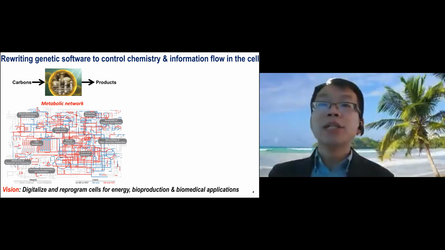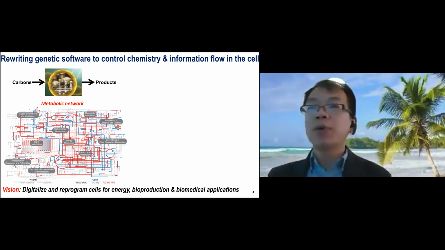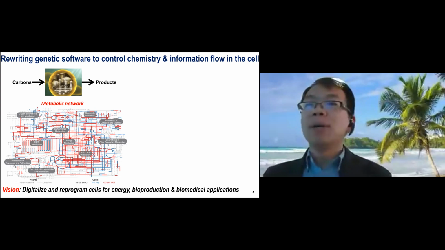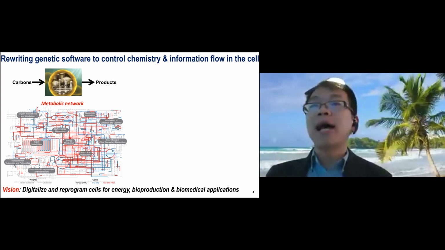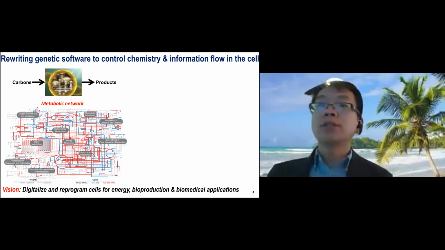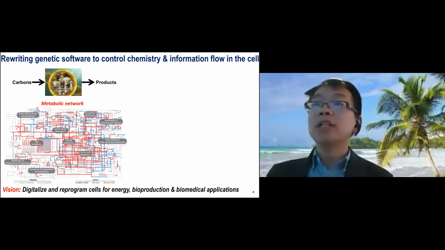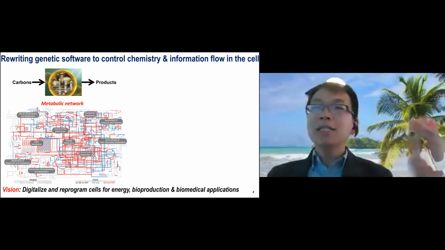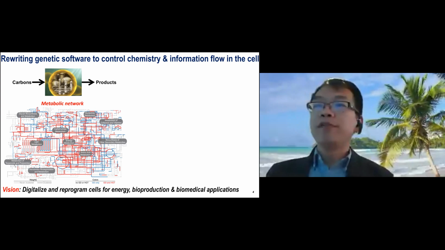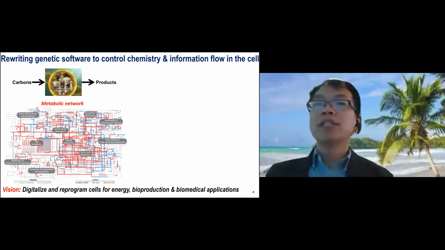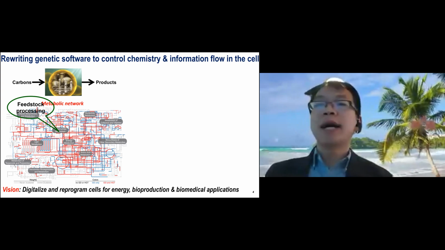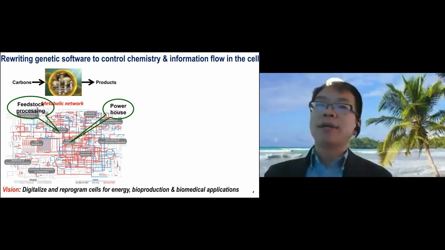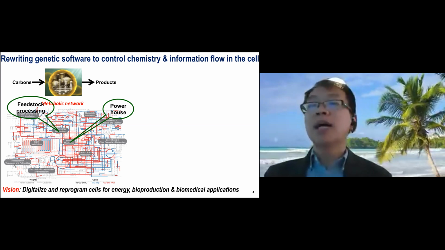Inside the cell, you have an interconnected, interconvertible metabolic network. Each of the edges in this network represents a metabolic reaction, or chemical reaction, catalyzed by a specific enzyme. Each of the nodes, or the dots, we call a chemical. We call them metabolites. Just like a chemical plant, we have a feedstock processing unit, which is the glycolysis or the pentose phosphate pathway in the cell. We also have our powerhouse. Mitochondria generate ATP for cell growth and protein synthesis.